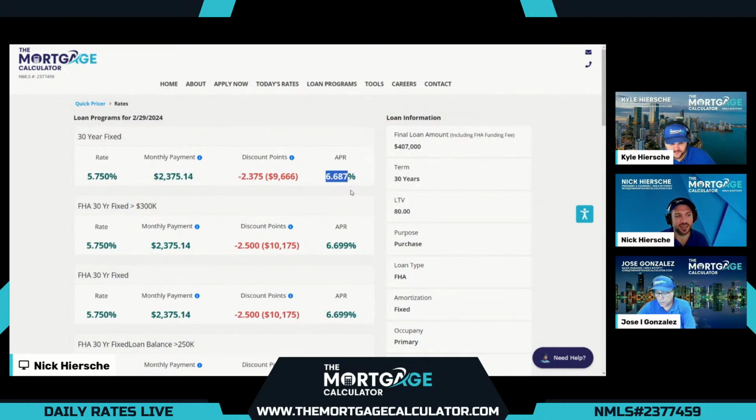And for our customers that need to use FHA, this APR here does include all the upfront and yearly mortgage insurance that is required. So definitely a very good option as FHA is almost identical to conventional in this case.